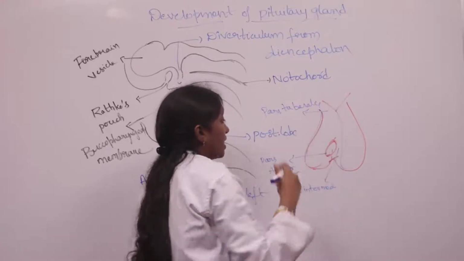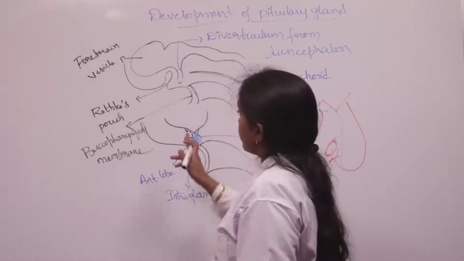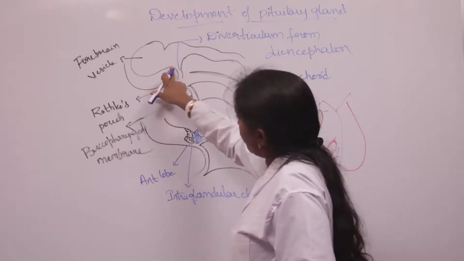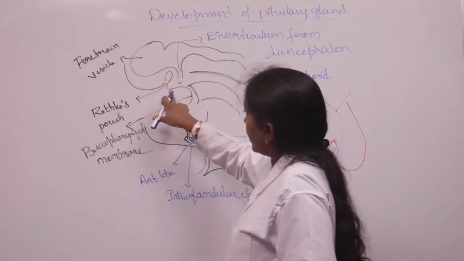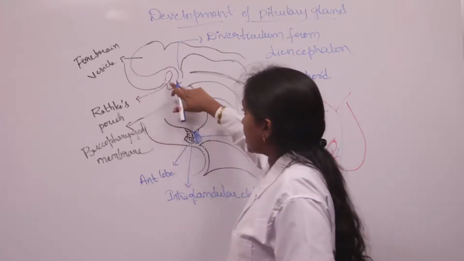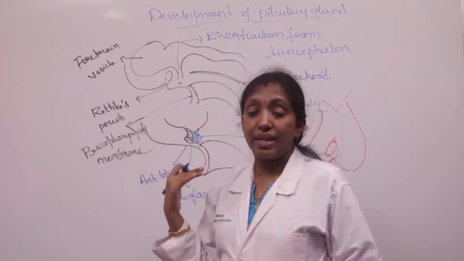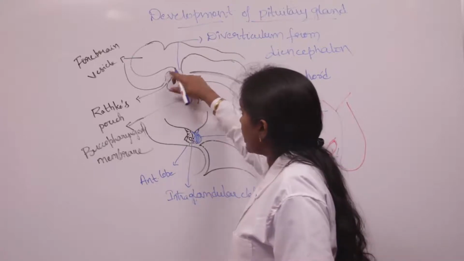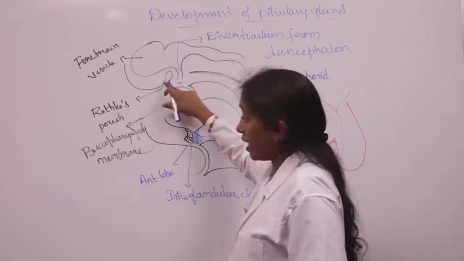So what happens here is, the Rathke's pouch extends upwards toward the forebrain vesicle, just in front of the buccopharyngeal membrane. Then it gets cut off due to the overgrowth of the surrounding mesenchyme, and it remains as the intraglandular cleft.